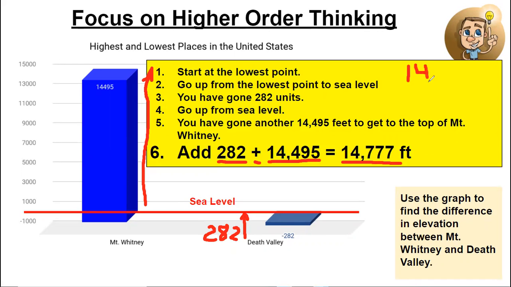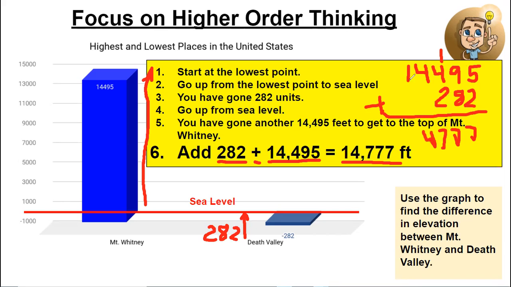Remember how to add numbers? When you line up the numbers, you have to line them up by columns, right? I would have to do this vertically in order to figure it out. 282. Remember, you got to line your ones column up, your tens column, your hundreds column, etc. So 5 plus 2 is 7. 9 plus 8 is 17. Carry my 1. 4 plus 2 is 6 plus 1 is 7. And then 4 and nothing is 4. And 1 and nothing is 1. So that's where we get the 14,777.